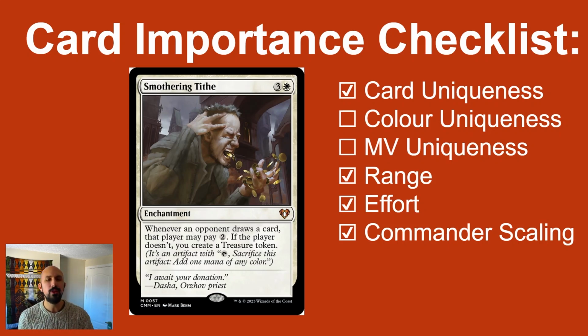Commander Scaling, we all know Smothering Tithe is so good with 3 opponents because it's just 3 times the amount of draw triggers that you usually get, and therefore very, very strong.